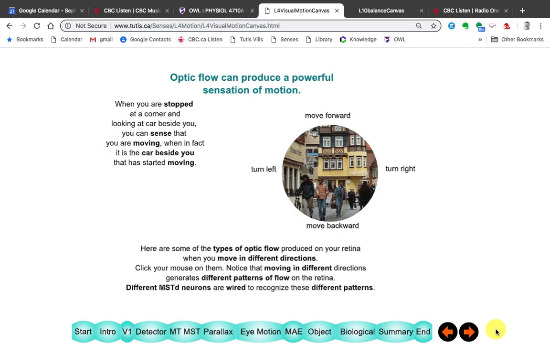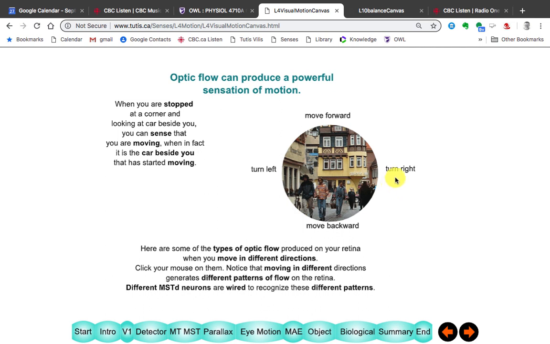Okay? Or you're in a subway car, and the train beside you, the subway cars beside you in another train start moving. You sense that your subway car has started to move. Okay, and it's because of these patterns of motion in this area.